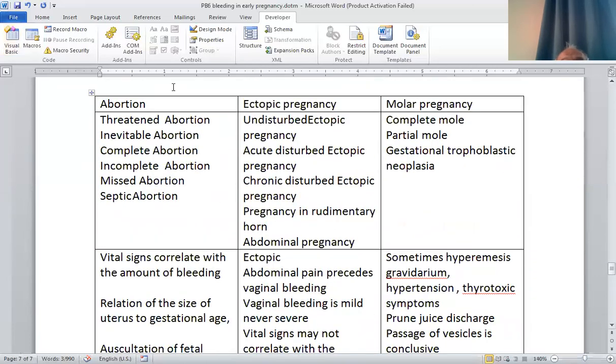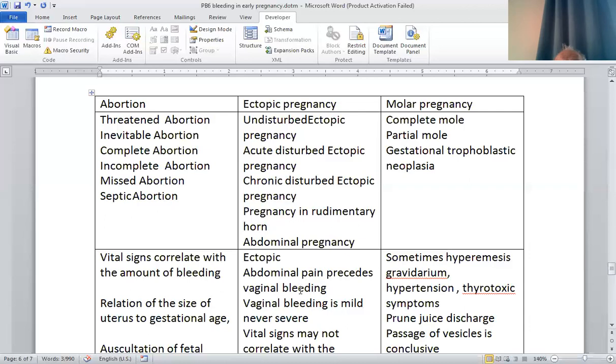While in ectopic pregnancy, it may be an undisturbed ectopic pregnancy, and we suspect that ectopic pregnancy because of pelvic discomfort and the ultrasound, or acute disturbed ectopic, where there is massive hemorrhage in the peritoneal cavity, or chronic disturbed ectopic, and this is slowly disturbing, so there is adnexal swelling, or ovarian pregnancy, or abdominal pregnancy.